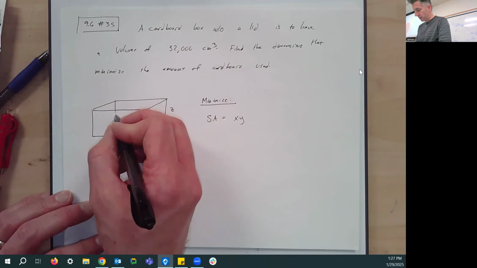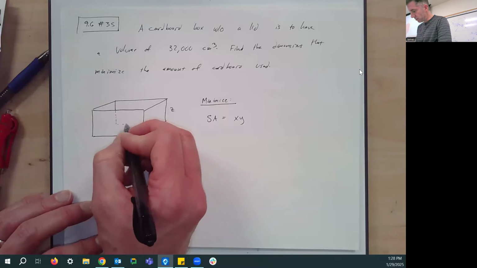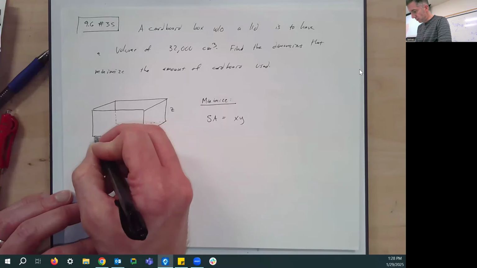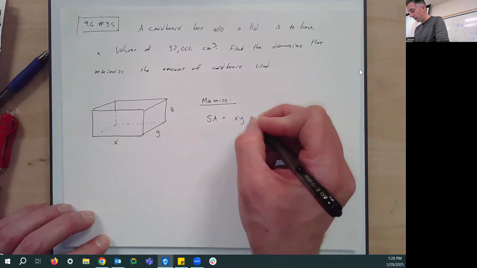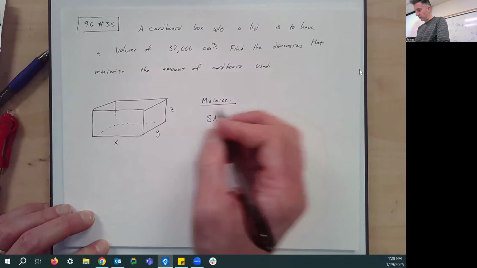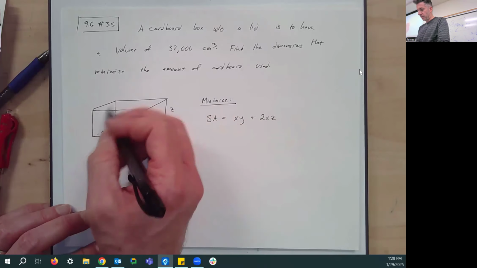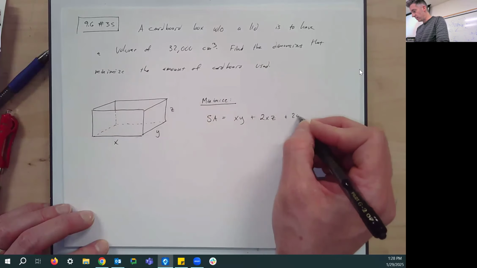Let me draw the rest of this part that you can't see here. All right, so we've got the back rectangle, which is also X times Z. So we have two X times Z's. Similarly, we have a Y times Z on the right and a Y times Z on the left. So we have two Y times Z's.